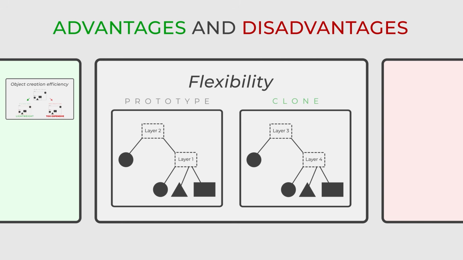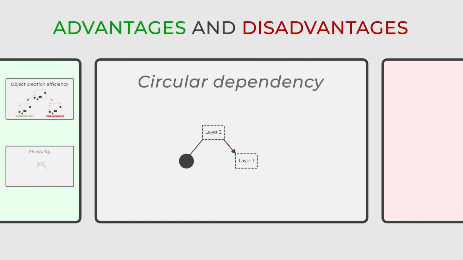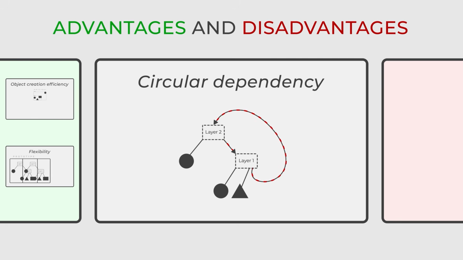Despite its advantages, the prototype pattern has its challenges. One of the main disadvantages lies in the potential for circular dependency issues. Implementing the prototype pattern can become complex and tricky if the object that needs to be cloned has a circular dependency. This situation requires careful handling to ensure that the pattern is implemented effectively without introducing bugs or inconsistencies in the application's behavior.